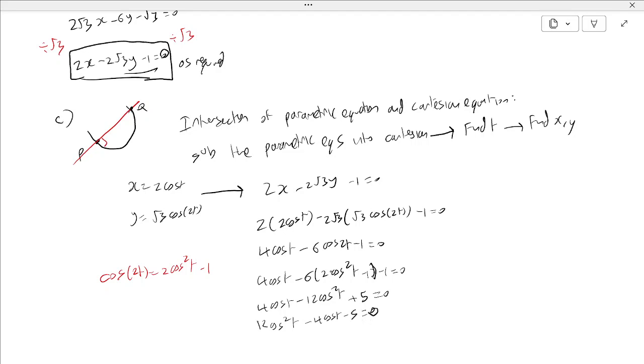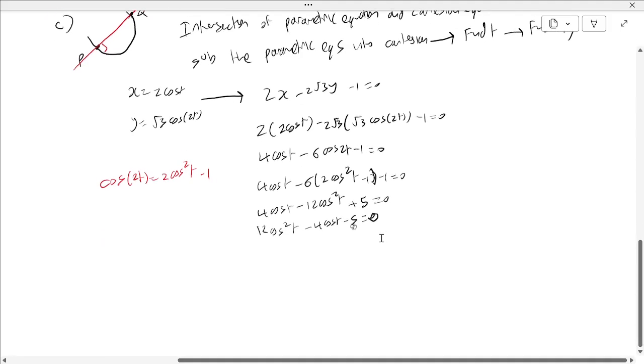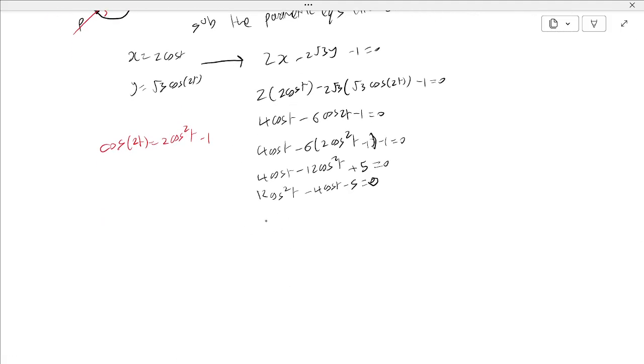And then do a u sub or a y or x or whatever. Use your calculator to solve the quadratic, or factorize to solve the quadratic. I think if you factorize here, 6 cos t take away 5, and 2 cos t plus 1 equals 0. The first bracket tells you that 6 cos t take away 5 equals 0, so cos t is 5 over 6. The second bracket tells us that cos t is negative 1 over 2.